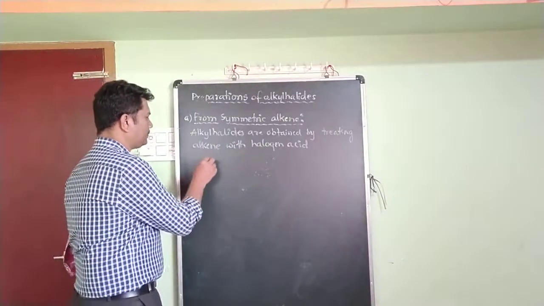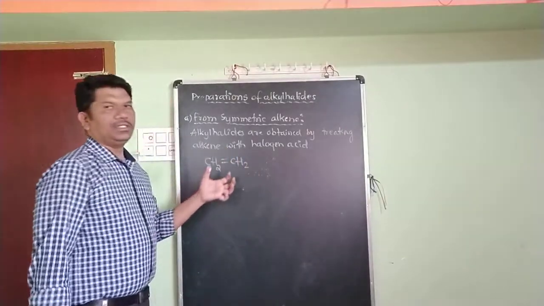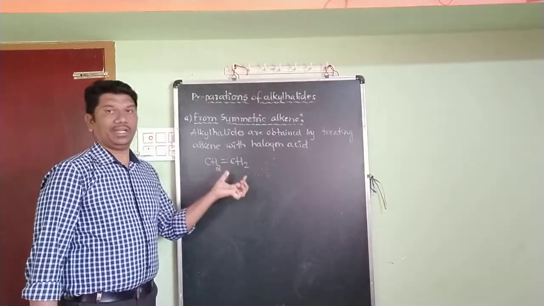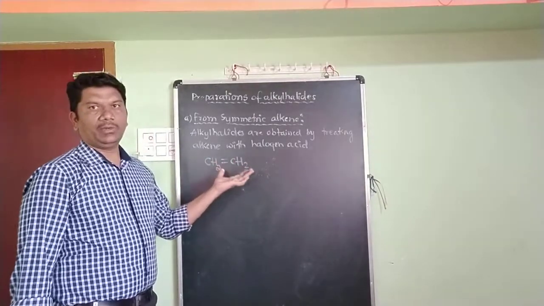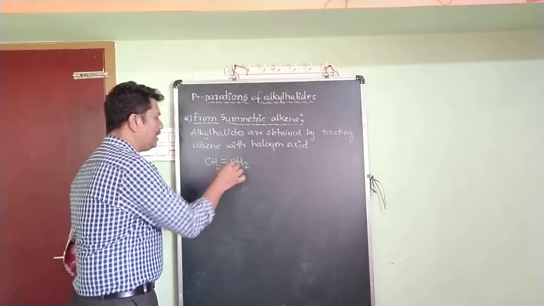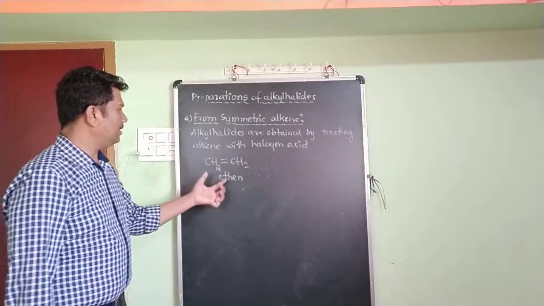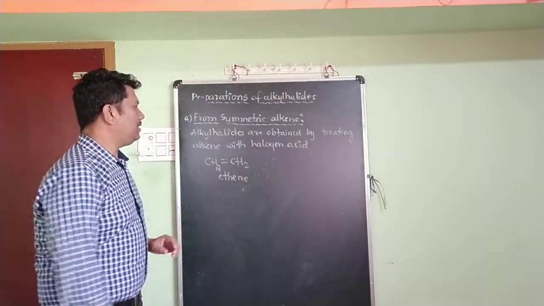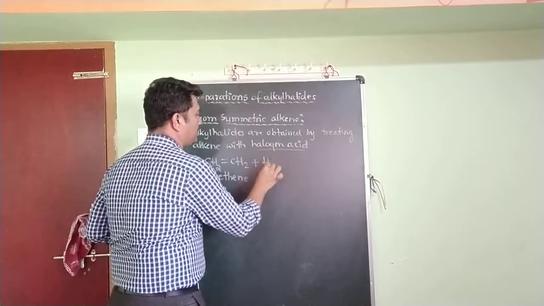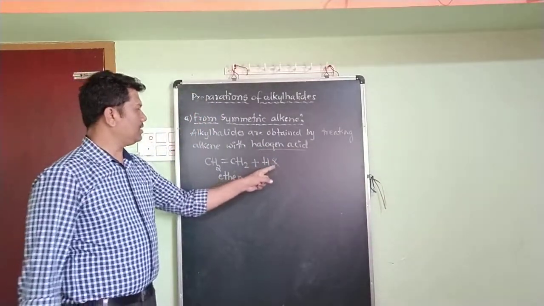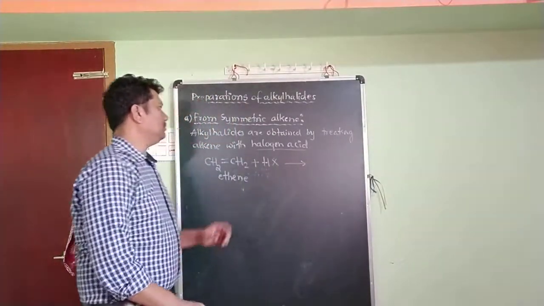I will take one alkene here, CH2=CH2. This alkene is called a symmetric alkene because across the double bond the number of carbon atoms and hydrogen atoms are equal, and the name of the alkene is ethene. Two carbon atoms are there, eth, and this is alkene, so ethene. When this ethene is treated with halogen acid, represented by HX, that is halogen and acid, to form alkyl halides.